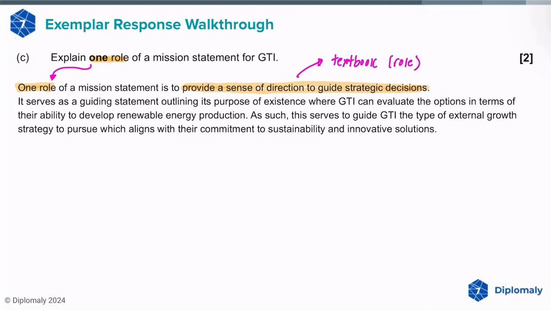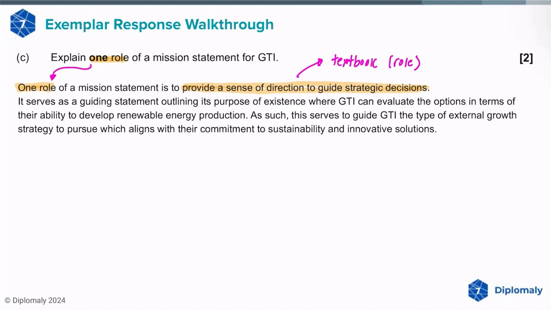Okay, it could be explaining in a theoretical sense what it means to have a sense of direction by having this mission statement. So how exactly does a mission statement help a business guide their decisions and provide a direction? Or you can immediately take that theory and link it to the case study, okay, to demonstrate both application skill and also the theoretical understanding of a mission statement.